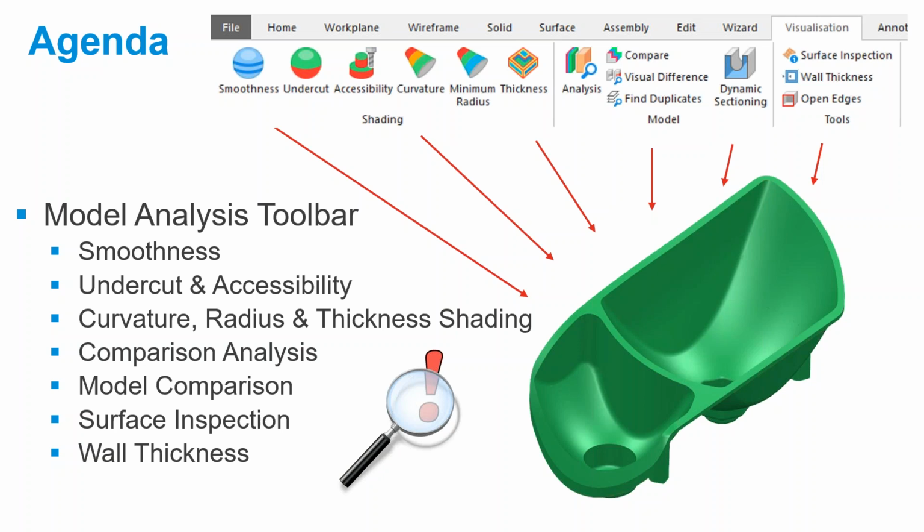So on that toolbar we've got smoothness shading. This is kind of going from left to right. Undercut and accessibility shading, curvature, radius and thickness shading, comparison analysis tools, moving on to model analysis, various methods of doing that, some surface inspection, and of course wall thickness identification. So I'm going to work through all of these.